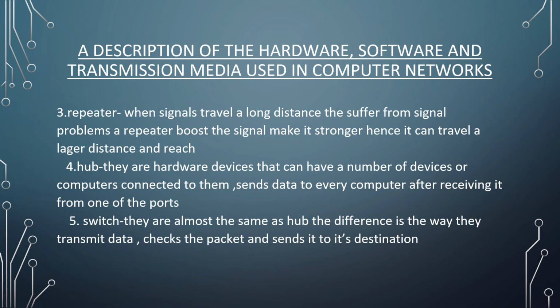Hub is the fourth one. They are hardware devices that can have a number of computers connected to them. They send data to every computer after receiving it from one of the ports. The switch is almost the same as the hub. The difference is the way they transmit data. It checks the packet and sends it to its destination.